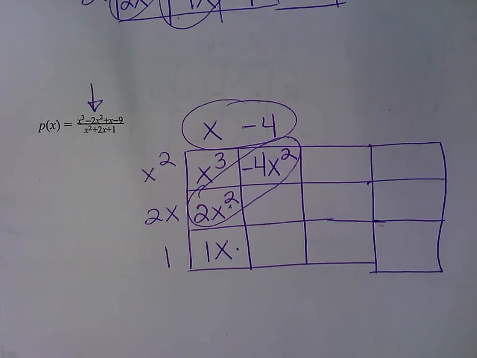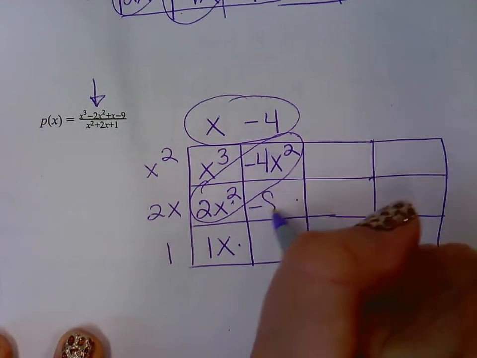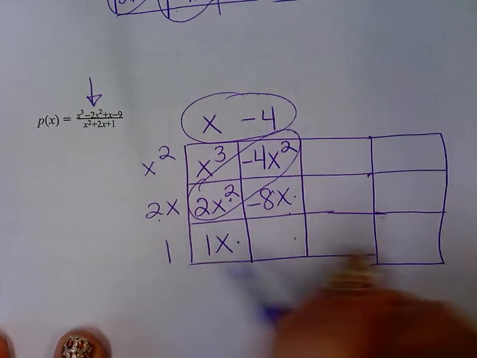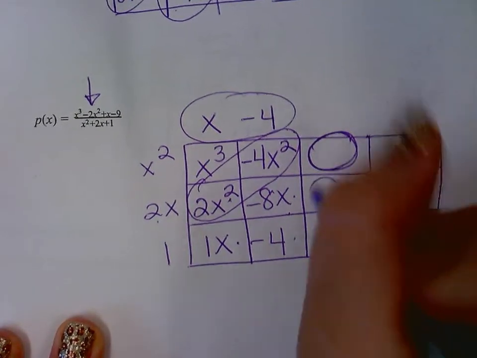My quotient is that linear function. Now I'm going to find my remainder. So for my remainder, I'm going to fill in these 2 boxes underneath this column. So that would be what? Negative 8x. Because negative 4 times 2x, and then I have to do negative 4 times 1. All right, so my remainder is actually going to be this box and this box this time.